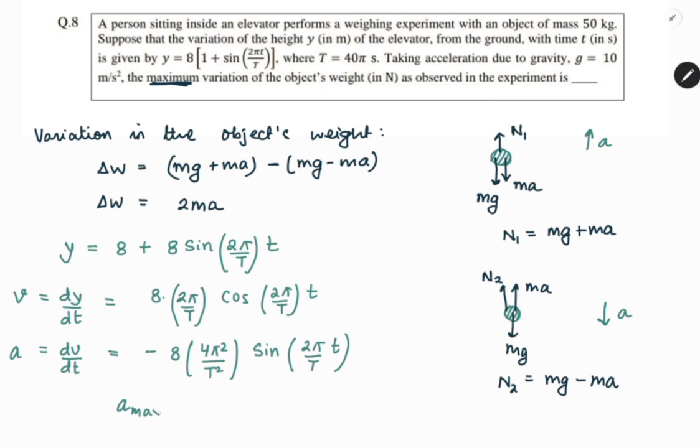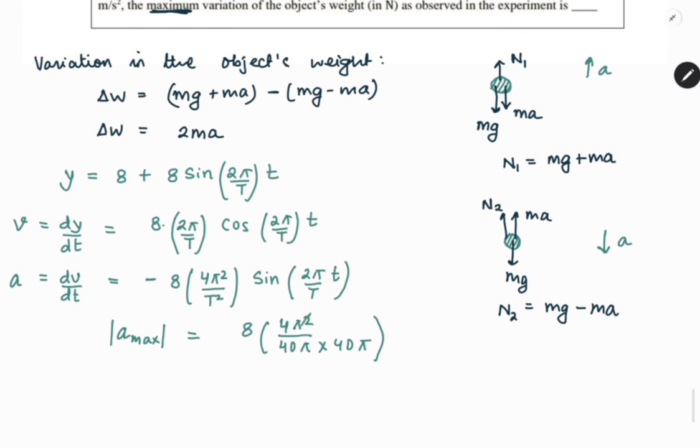So the maximum magnitude of acceleration will be 8 times 4π² by T². T² over here is (40π)², so we can say 40π times 40π. So this is the equation that we have for the maximum magnitude of acceleration. And if we solve this, π² cancels, 8 times 4 over 1600, so we get 1/50 meter per second squared as the maximum magnitude of acceleration.